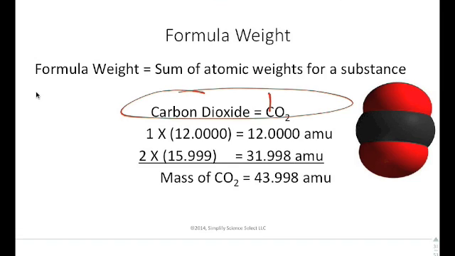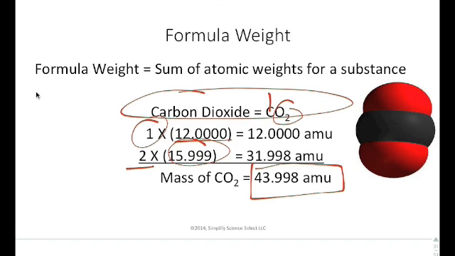So because I have one carbon, and there's the atomic mass of carbon. I have two oxygens, and that's the atomic mass of oxygen. So the question always comes about, do I need to take it to this level of precision whenever I'm reporting the molecular mass or the atomic formula? And the answer is generally not.